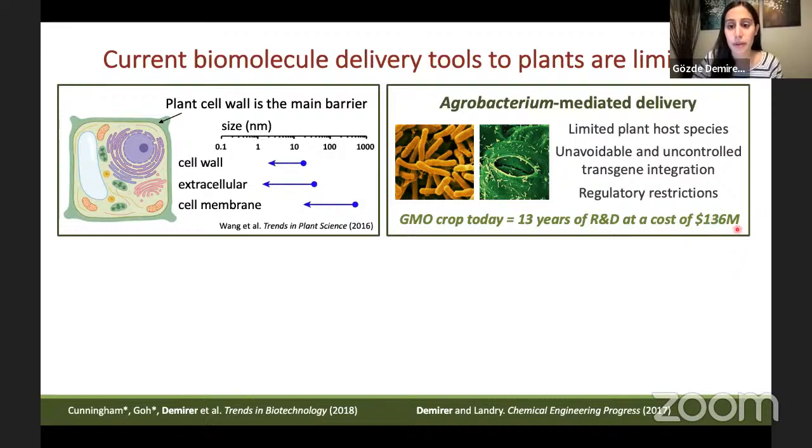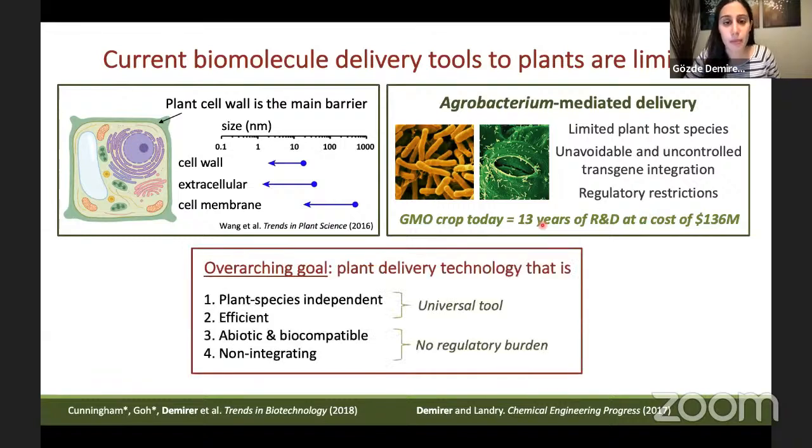And around 40 million of this cost was due to the regulatory pipeline. So when I started my PhD, motivated by the impact of plant gene editing and the lack of availability of delivery tools, I wanted to develop a plant delivery technology that can work in a plant species independent way and efficiently so that we could use it in many different crops. We also wanted to design it so that it can have less regulatory burden by making it abiotic and non-integrating.